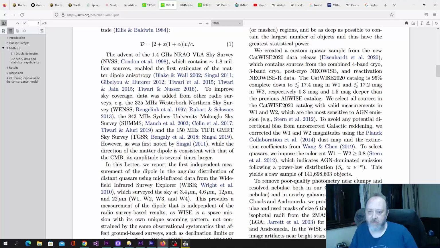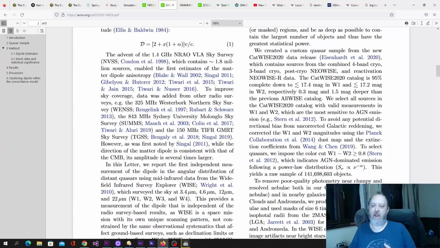We select all sources in the CatWISE catalog with valid measurements in W1 and W2, which are the most sensitive to active galactic nuclei emission. To avoid any potential directional bias from uncorrected galactic reddening, we corrected the W1 and W2 magnitudes using the Planck collaboration dust map and the extinction coefficients from Wang and Chen.